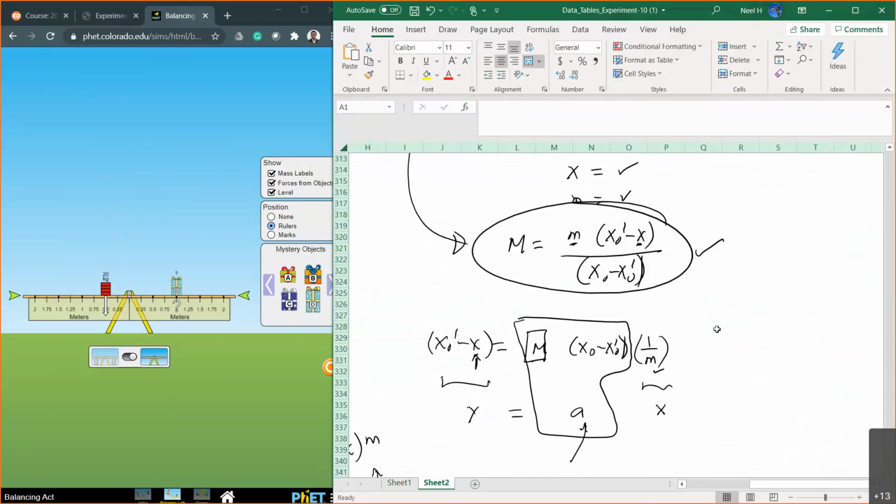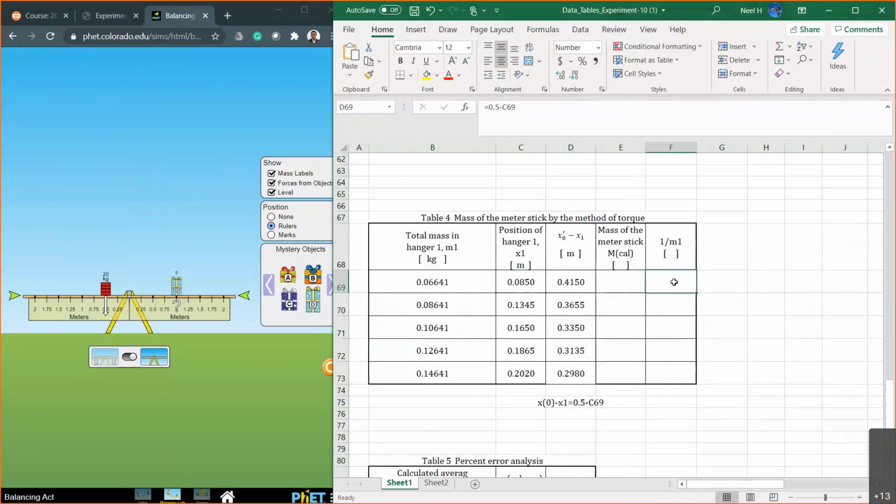I need x0 prime minus x and also 1 over m. So let's calculate that also: equal 1 divided by the mass of the hanger. Click and drag. It should be x prime 0 then. And this is the function I'm using, 1 over m. Those are simple things. I think by now you know how to do these things. Now let's take a look. I can do the graph very easily, but let's take a look.